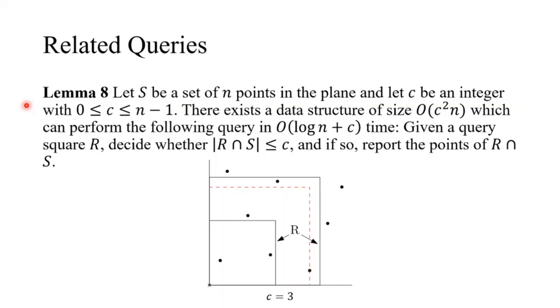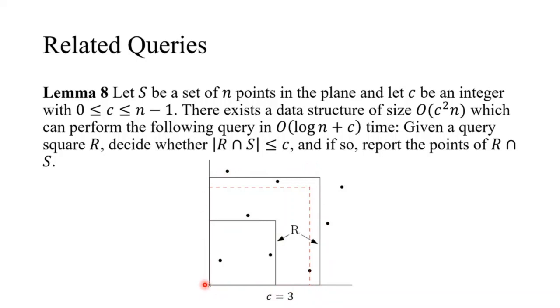Given a query square R, decide whether the intersection of R and S has less than or equal to C points, and if so, report those points. So here we have an example where C is equal to 3, and we have two example query squares R. We have this inner square over here and this outer black square over here.